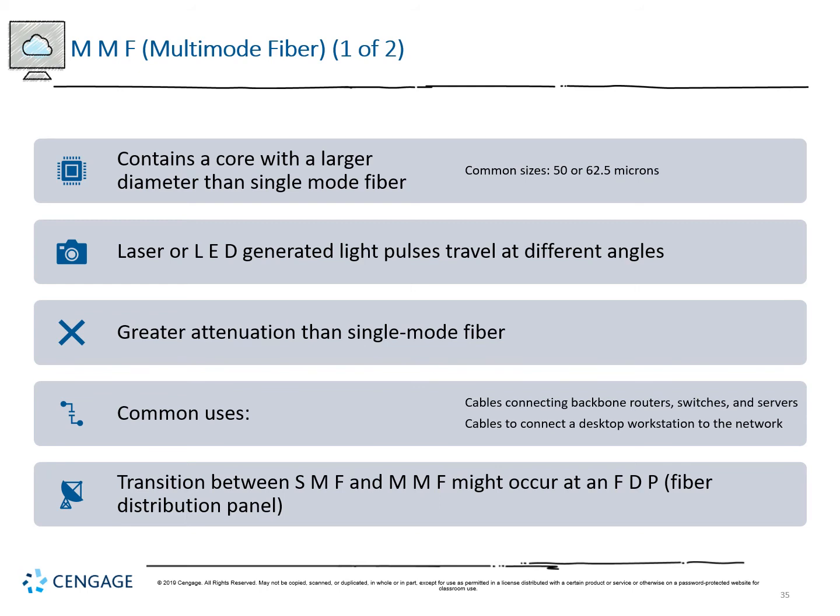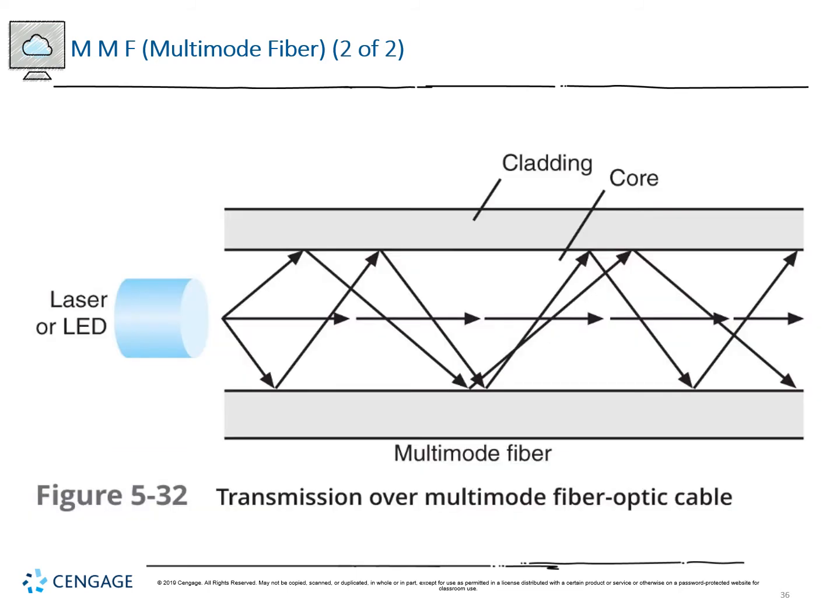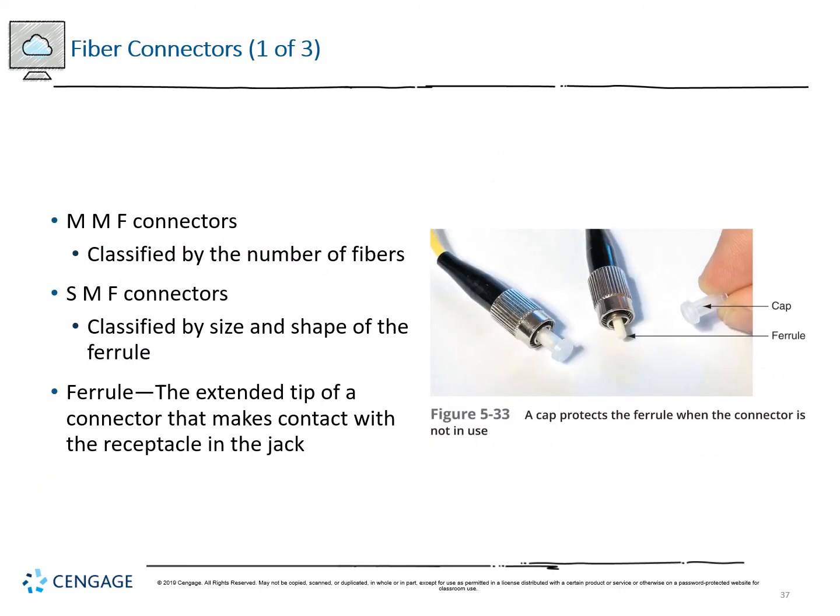These are the types of cables that you use to connect backbone devices as well as connecting a desktop to the network. So this is an end device as well as intermediary device implementation. You may have a transition between SMF and MMF at what's called a fiber distribution panel, or an FDP. So of course, multimode fiber is used for end devices and basic intermediaries, but once we connect to the backbone, we will need to move to a fiber distribution panel. So here we can see multimode fiber, multiple signal paths, and we don't have to use just the laser.